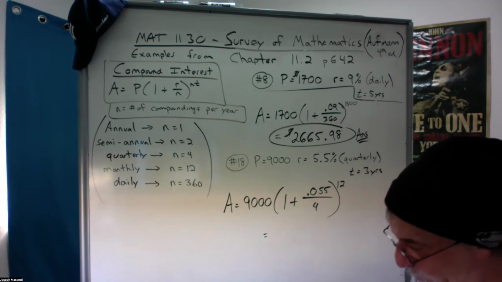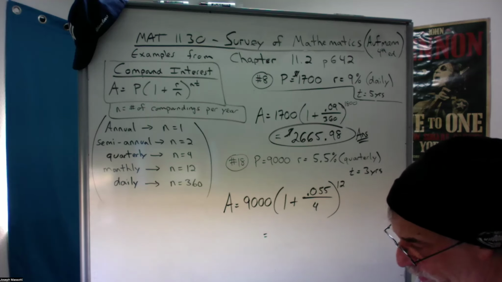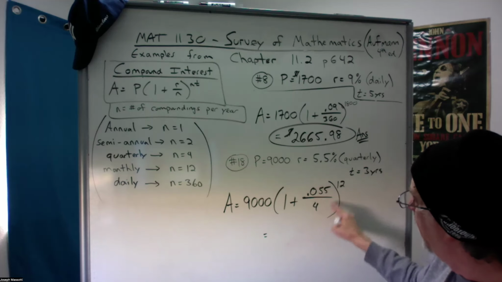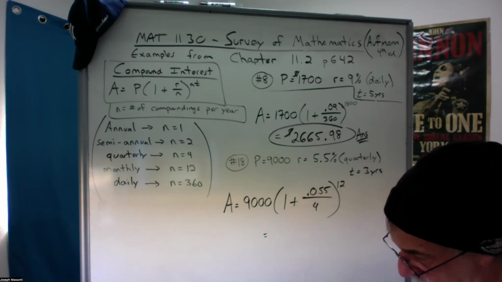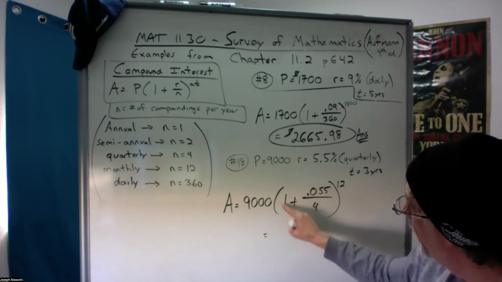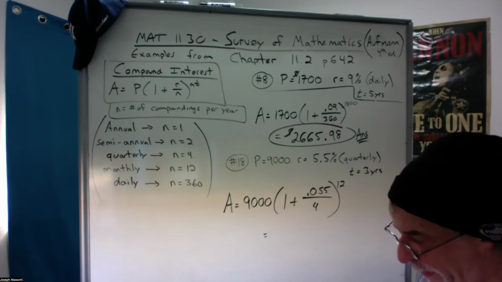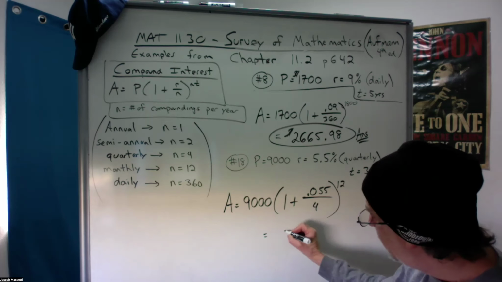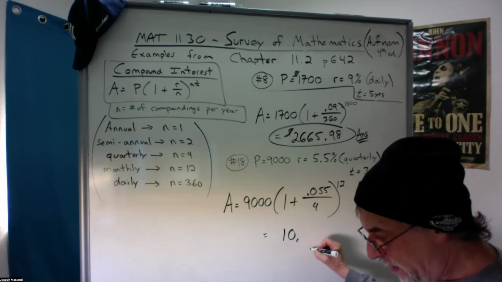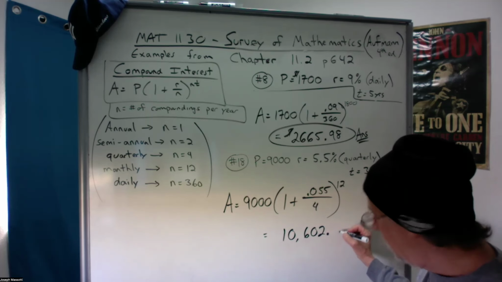So we calculate the same way we did before. We take the 0.055 and divide by 4, getting this value. Then we're going to add 1 to that. Now we have what's inside the parentheses. We raise that to the 12th. Now we have everything but multiplying by 9,000. We multiply by 9,000, and we end up with $10,602.61.